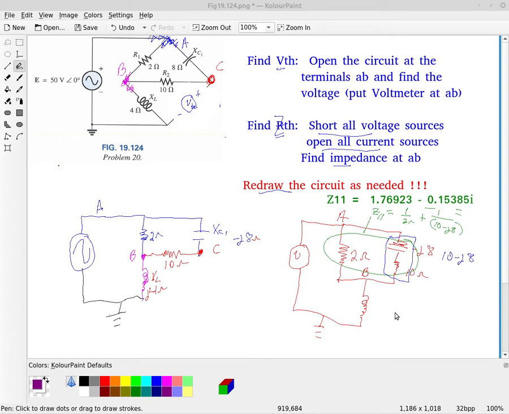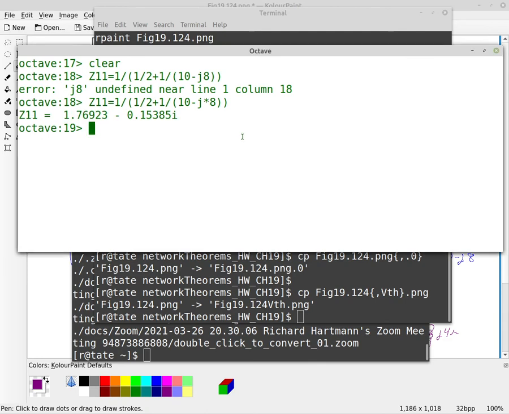And so now our voltage source is in series with this Z parallel branch, and then the inductor, which is plus J4 ohms. Alright, and so we add that together so we can get the total impedance as seen by our source.